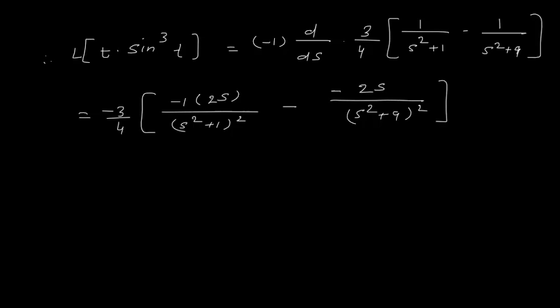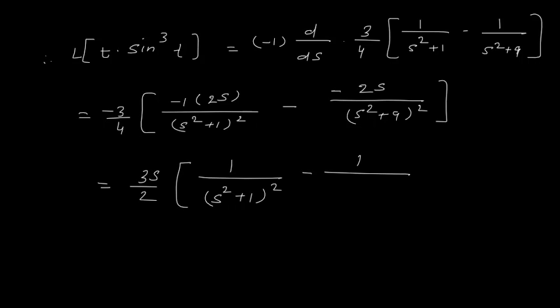So I will take the minus sign out, also 2s we can take out, so minus minus will become plus and 2 cancels. So here I have 3 upon 2 into s, so 3s upon 2, and inside the bracket I have 1 upon s square plus 1 the whole square, and here I have a minus sign, which I have taken out, so it will be minus 1 upon s square plus 9 the whole square. So this is my final answer.